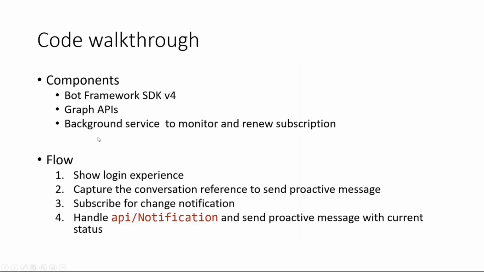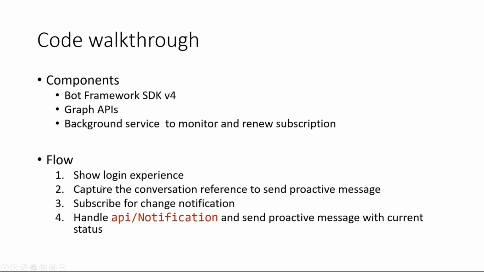Moving on to the code walkthrough. Component-wise, we're using Bot SDK V4, Graph API components, and also a background service to monitor and renew the subscription. Note that the subscriptions are time-bound. For presence, it's valid only for 1 hour. After 1 hour, it expires, so you need to renew those subscriptions.